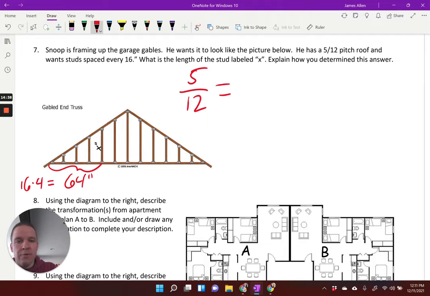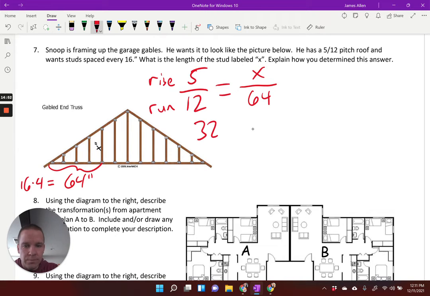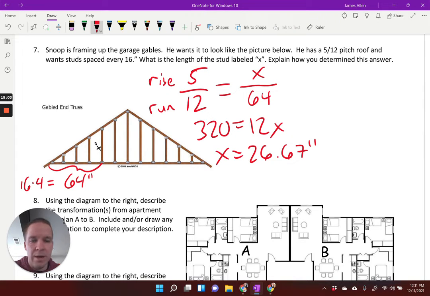All right. If you're wondering how I got there. So this is my rise. This is my run. I don't know my rise. That's my X, but my run is 64. And I think we're ready to cross multiply here. So we got 5 times 64. We got 320 equals 12x. We'll divide that by 12. And I end up with x equals 26.67 inches when we round.